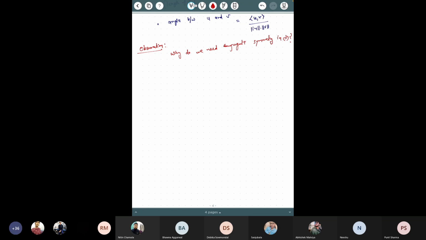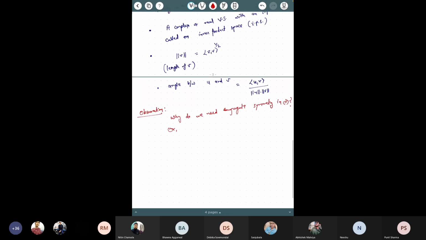This is the question. Or you can say, does there exist a function g from V cross V to C? V is a vector space over C. So can we define a function g? It's a sort of similar function.